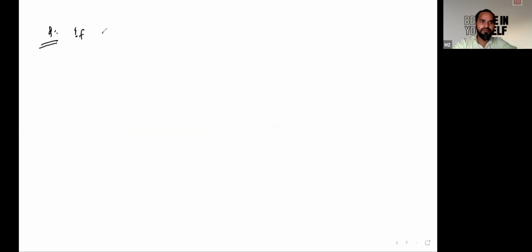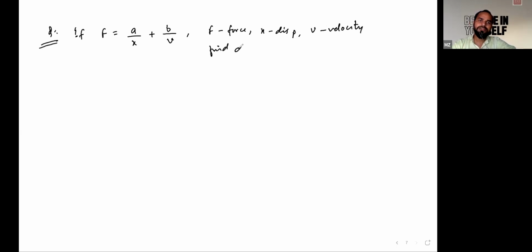If force is equals to A divided by X plus B divided by V. Here, F is force, X is displacement, and V is velocity. Try to find dimension of A and B.